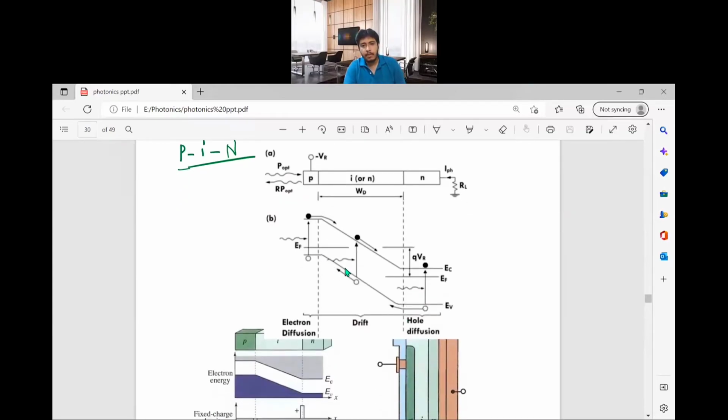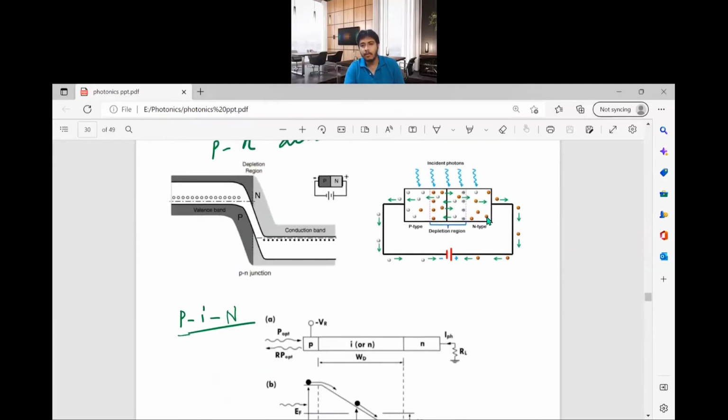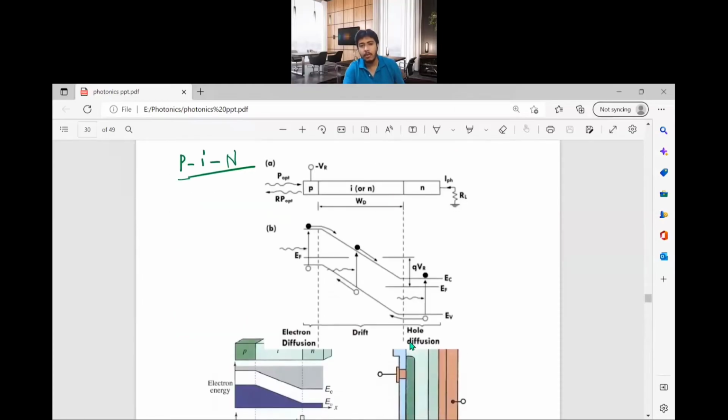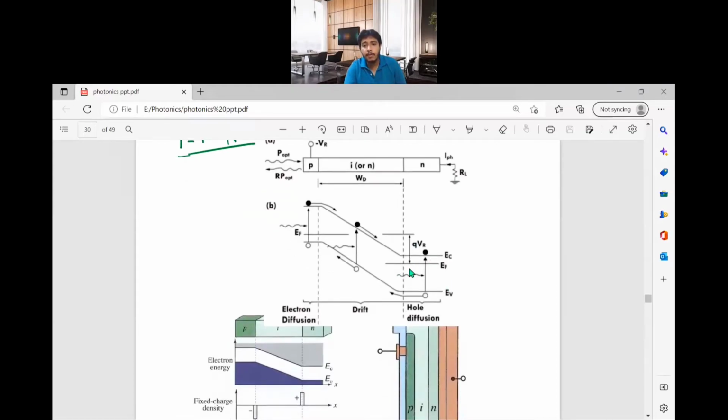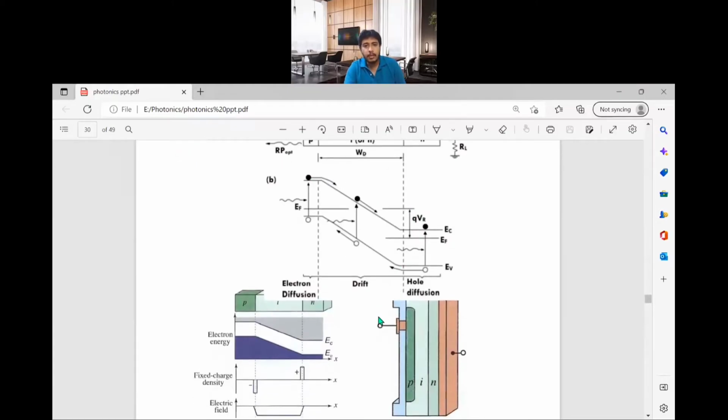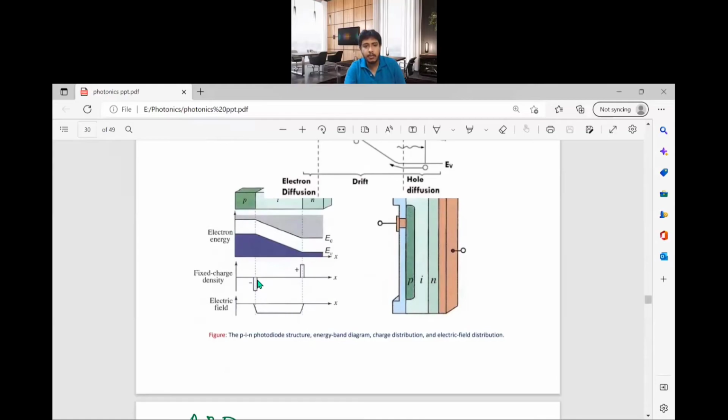So our depletion region is now this much. When a photon is incident, an electron and hole pair will be generated. So the electron will be drifted in this direction, the hole will be drifted in this direction. So we'll get the current. If the electron is moving in this direction, we will get the photocurrent in the opposite direction. Okay. Current is opposite to the flow of the electrons. If you are applying reverse bias, your barrier potential will be more. So this is the diagram, and this is the charge storage.